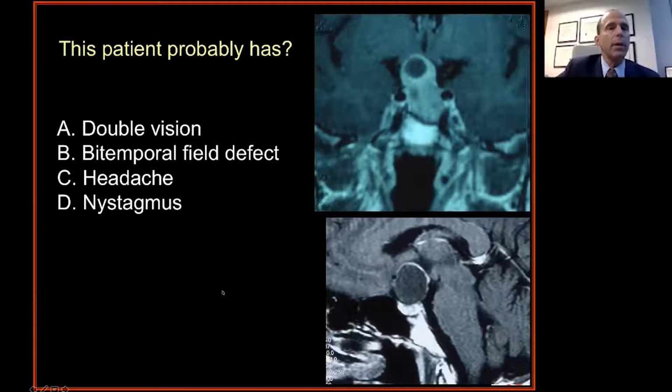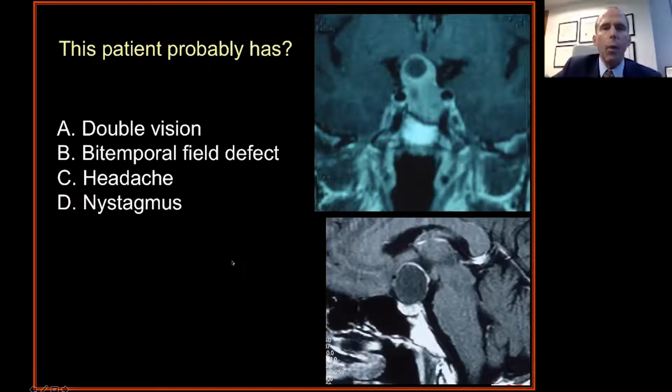Is it double vision? Is it a bitemporal field defect? Is it a headache? Or is it nystagmus? I'll give you a few seconds to vote. This one I think is an easy one. We'll see. And the answer is, okay, so about 87% of you said bitemporal field defect. Very good. No one said headache or nystagmus, and the rest, 7 people, said double vision.